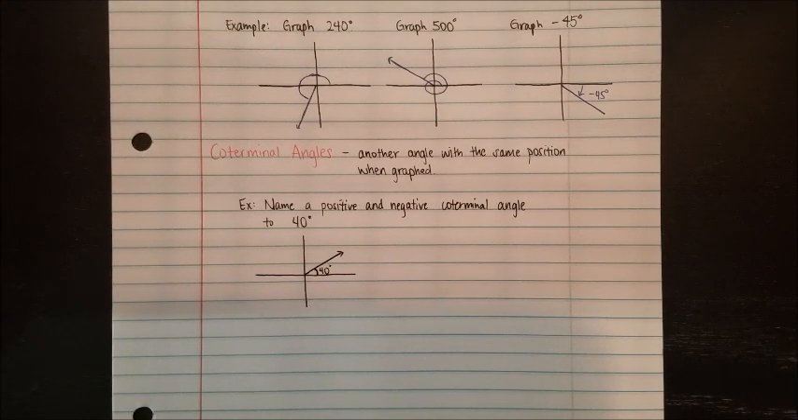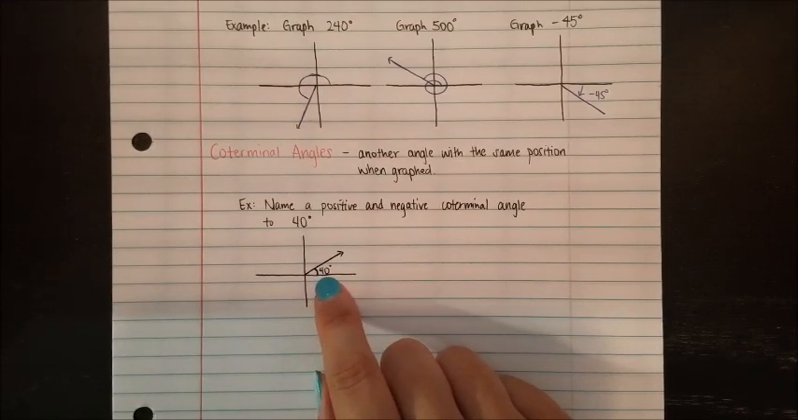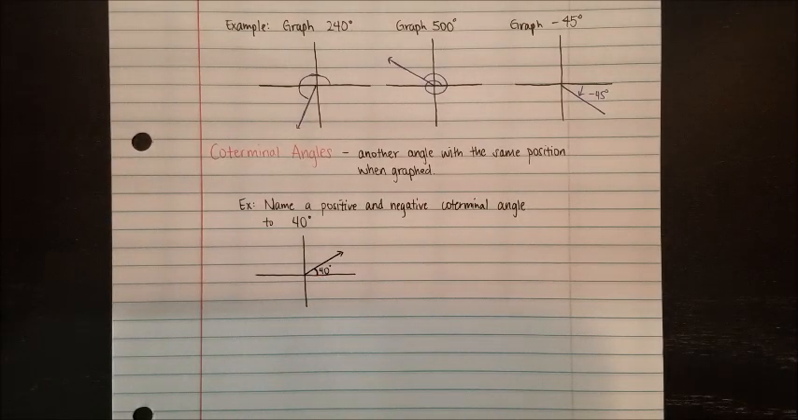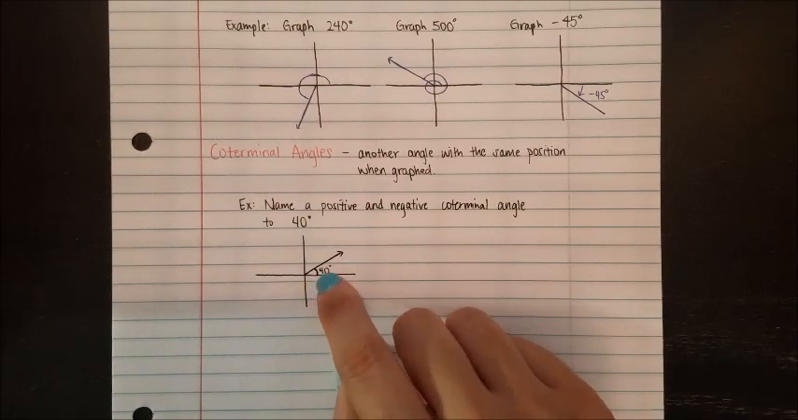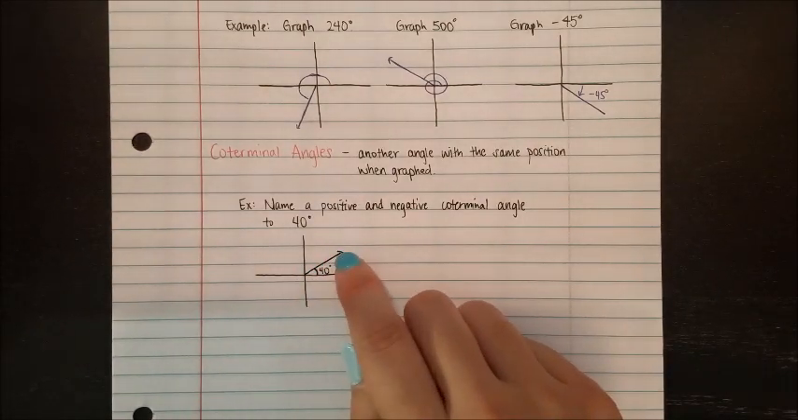The instructions will sound something like, name a positive and negative coterminal angle to, and then whatever number. So I want to do 40 degrees. I've graphed it out here for you. So here's my 40-degree angle. A coterminal angle would just mean that I would need another angle measure, but if I were to graph it out, it would lie in the same place.